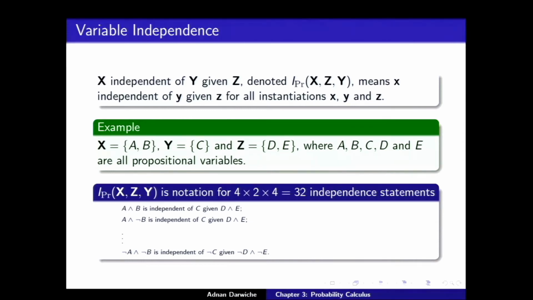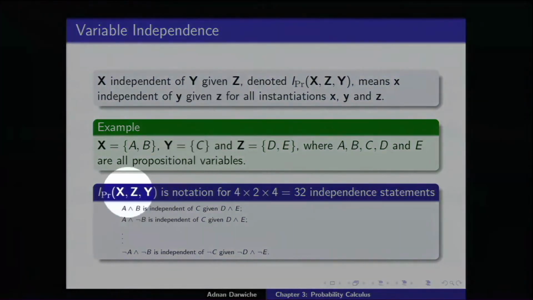When you write this particular statement here, what are you saying? You're saying all of these things. There are 4 states for the set of variables X, 2 states for Y, and 4 states for Z. That's 32 different statements, and here they are. A and B is independent of C given D and E. A and not B is independent of C given D and E, all the way to the last combination. Not A and not B is independent of not C given not D and not E. Do you see what's going on? So that's a lot of statements. This is a very, very powerful statement.